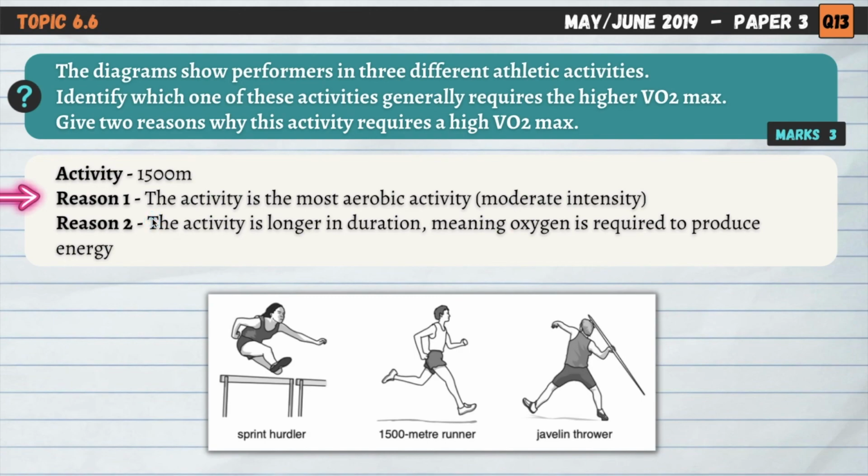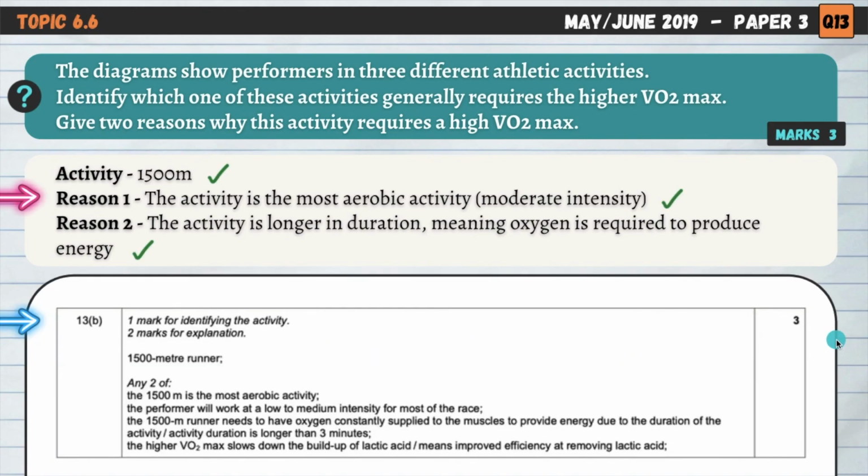We've got to come up with a couple of reasons as to why this one requires a higher VO2 max than the other 2. So the activity is the most aerobic activity. It's much more aerobic than these 2, which are much more anaerobic. So that's 1 mark there already.